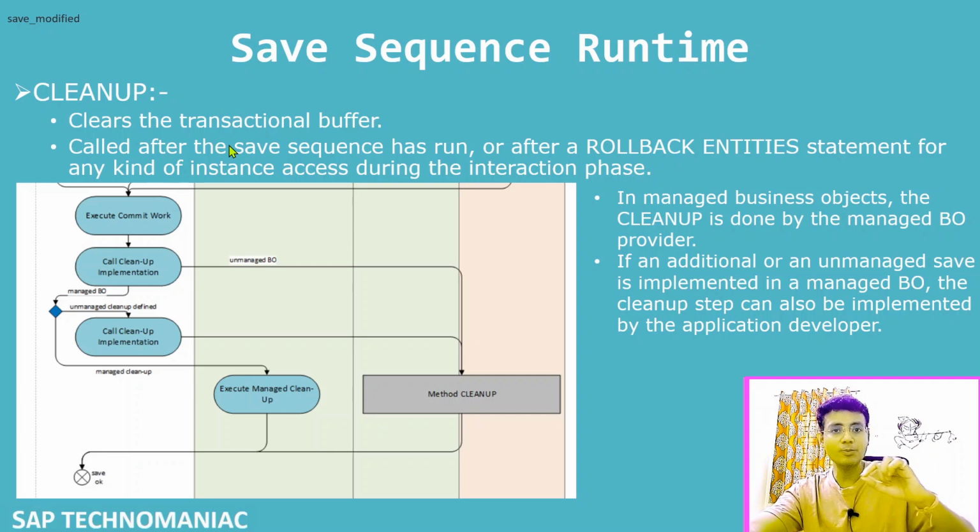It will trigger at the end of the save sequence, or when, during the transactional buffer, you are calling some BO modify statement from the other BO or some other program. When you did rollback, that time also this cleanup method will trigger. So the rollback entities statement you write, that time also this cleanup method will trigger. In the cleanup method you will clear your transactional buffer data. In our case we have the buffer table empty underscore buffer, which we will clear in the cleanup method. So method cleanup will be called, and in many scenarios the cleanup is done by the framework, so no need to worry. After that we have successfully saved the data and the operation is performed successfully.